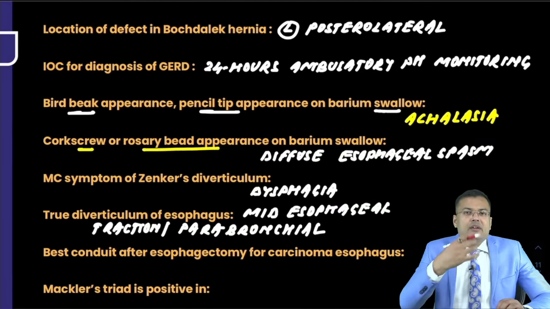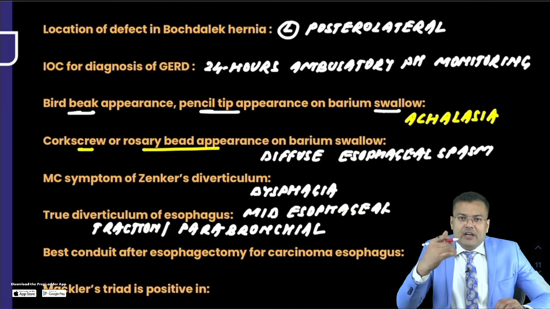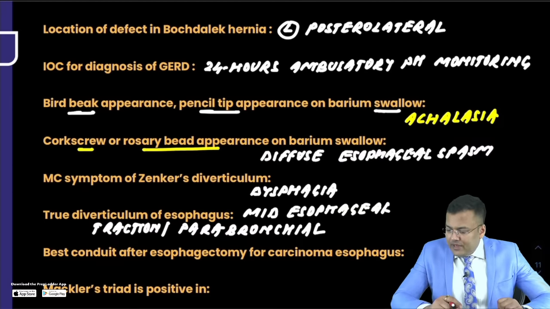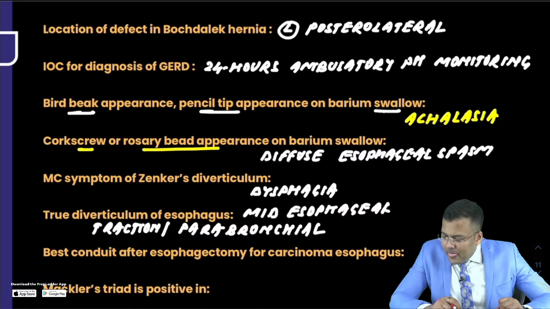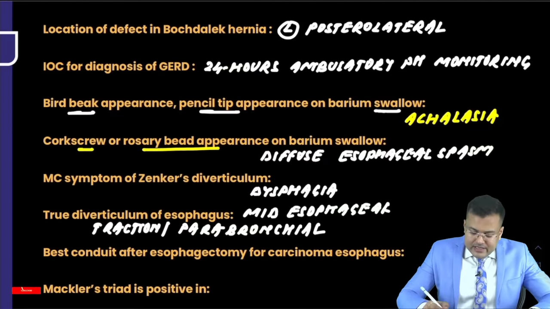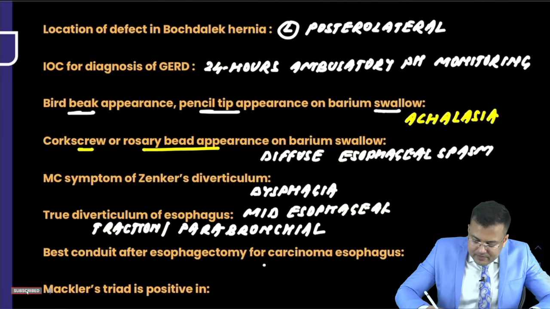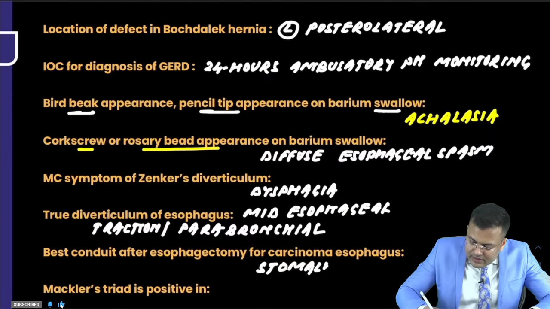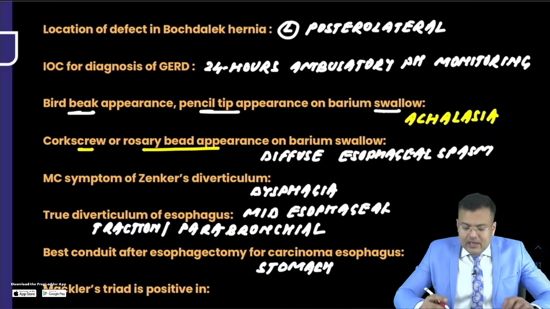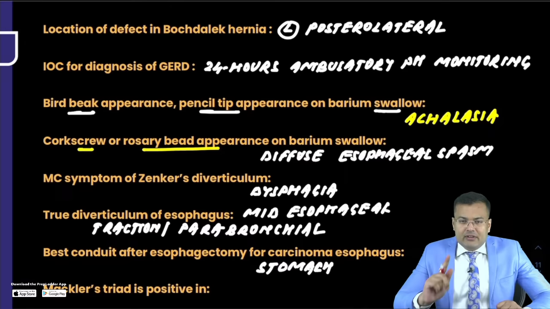Next, best conduit after esophagectomy for carcinoma esophagus. If you perform esophagectomy, what is the best conduit? Yes, Vishal, Uma, Deepak Sahu, Bhargavi, Dushyant Patel, all of you are correct, guys. Best conduit, it is stomach. So when we perform esophagectomy, the best conduit, that is stomach. Macklin sign, it is positive in which condition?